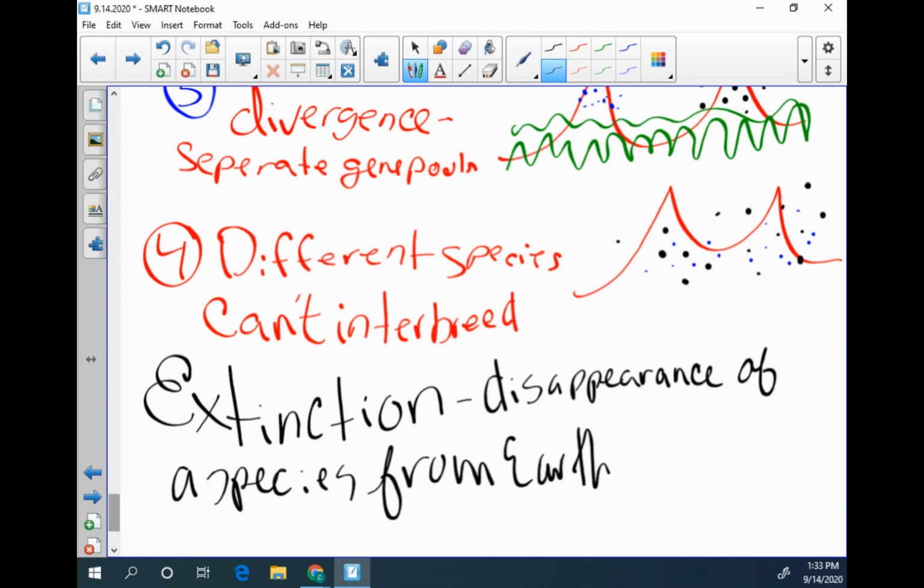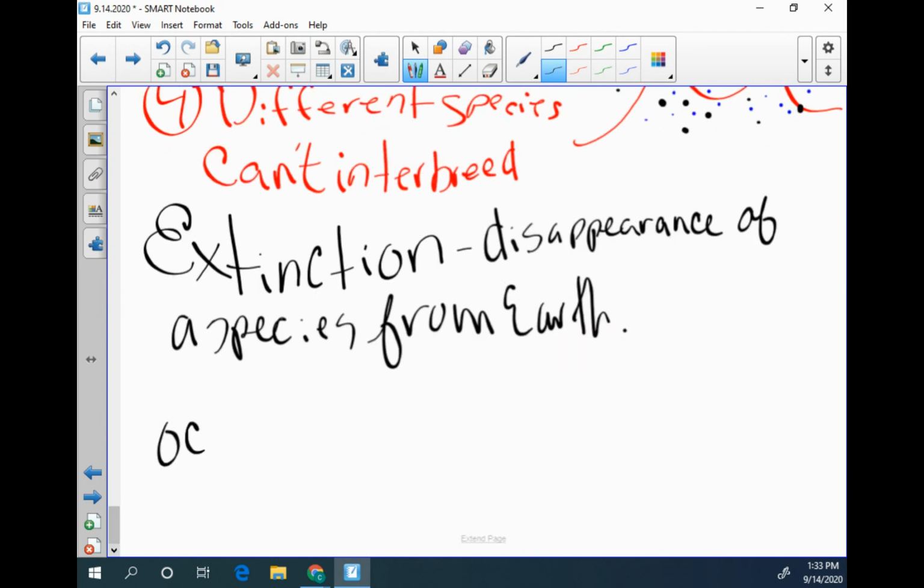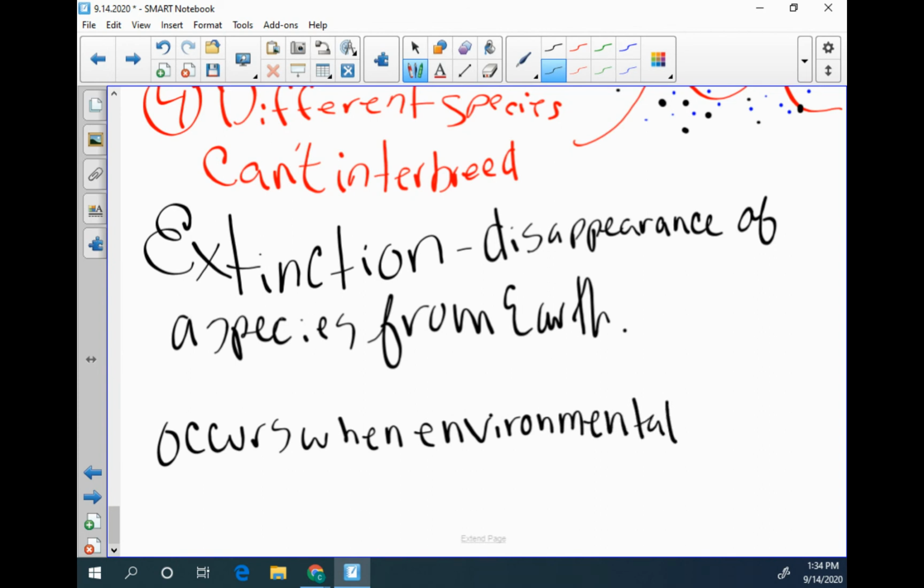Scientists think that 99% of the species that have ever lived on Earth are now extinct. If you take all the things that have ever lived on Earth, 99% of them have gone extinct. That's including like dinosaurs and Paleozoic stuff. This occurs when environmental conditions change rapidly or severely.